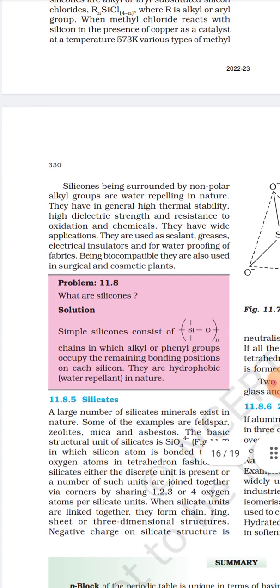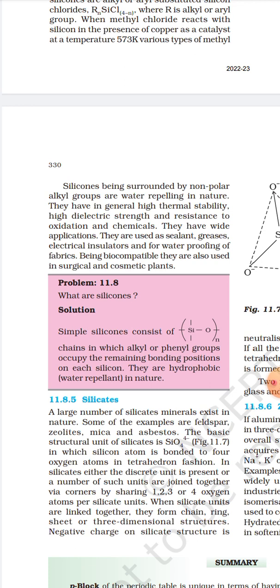Silicates. A large number of silicate minerals exist in nature. Some of the examples are feldspar, zeolites, mica and asbestos. The basic structural unit of silicate is SiO4 4-, in which the silicon atom is bonded to 4 oxygen atoms in a tetrahedral fashion. In silicates, either discrete units are present or a number of such units are joined together via corners by sharing 1, 2, 3 or 4 oxygen atoms per silicate unit. When silicate units are linked together, they form a ring, sheet or three-dimensional structure.